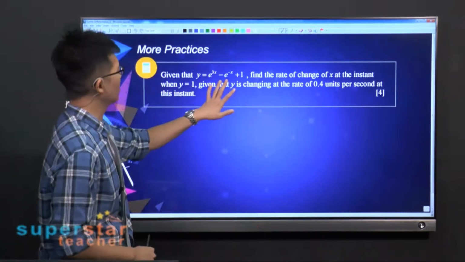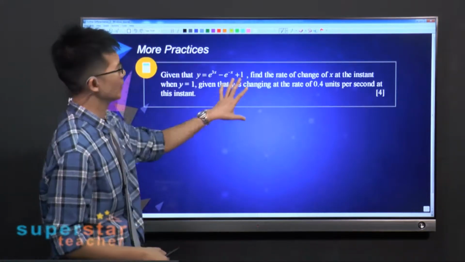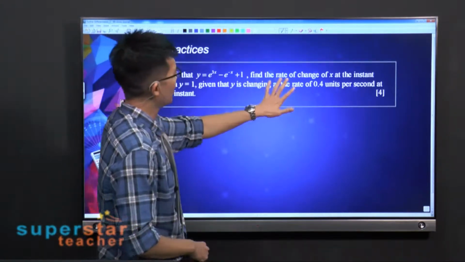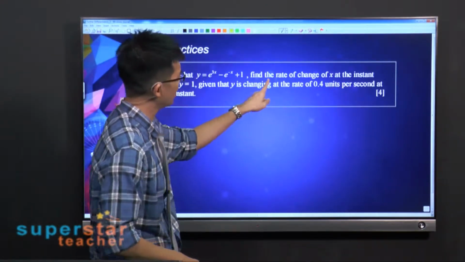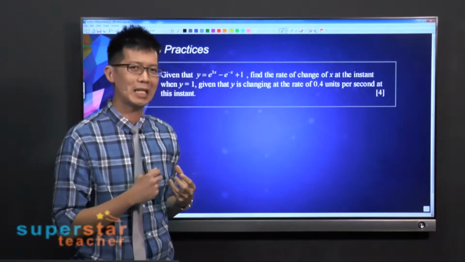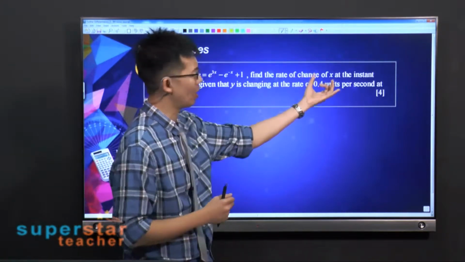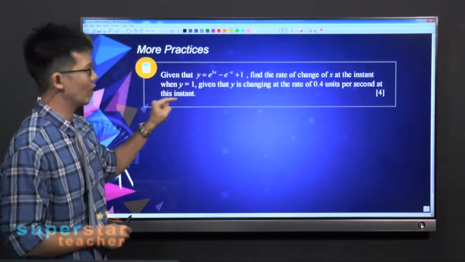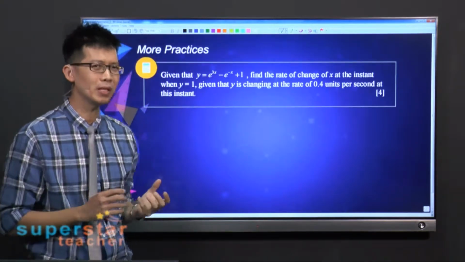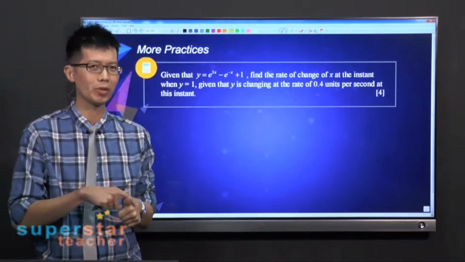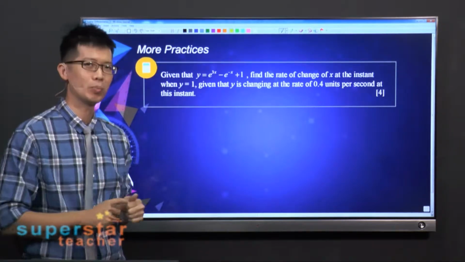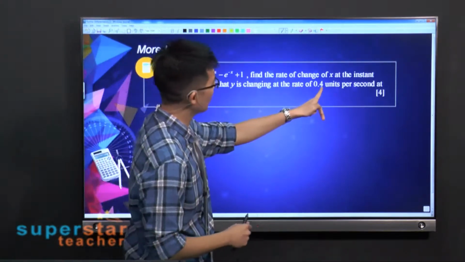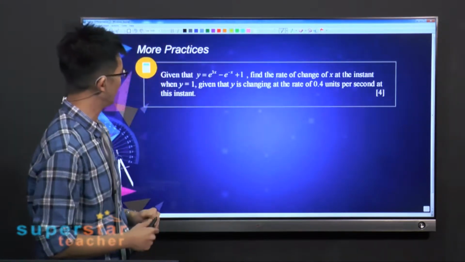Given that y is equal to this, so this is a curve that I don't know how it looks like anyway, but we don't really care. Find the rate of change of x, so we're supposed to find dx/dt, right? That's what we are after, dx/dt, at the instance when y is equal to 1. Pretty typical. The information given to us: we know what we want to find, and at which point. Given that y is changing at the rate of 0.4 per second at this instance.